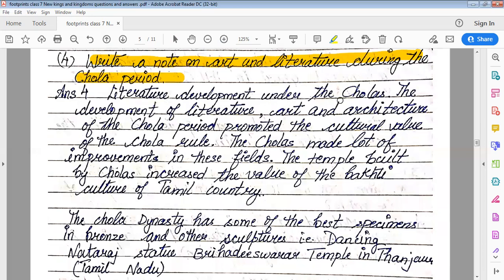Write a note on art and literature during the Chola period. Literature developed under the Cholas. The development of literature, art, and architecture of the Chola period promoted the cultural value of Chola rule. The Cholas made a lot of improvement in these fields.